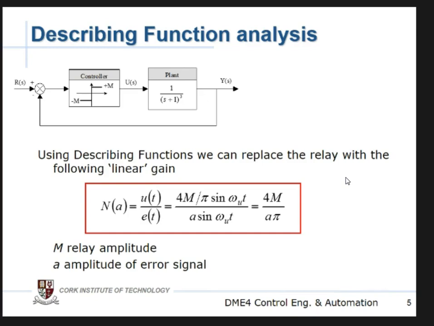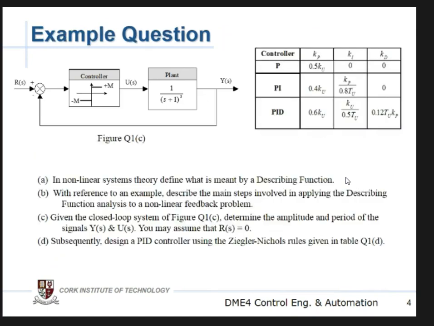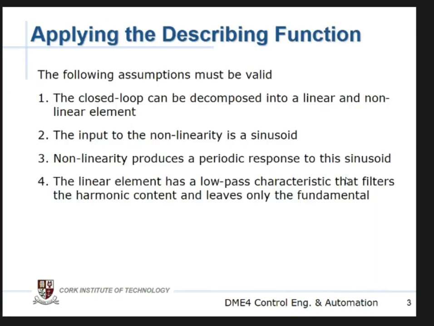Okay, so part of the clue is given in the formula here, so that our describing function is looking at the ratio between two signals, u and e. E is at this point. So it's looking at these two signals. So technically, A is associated with the amplitude of the error signal. We're assuming that the error signal is a sinusoid. So that's assumption 2. The input to the nonlinearity is a sinusoid.